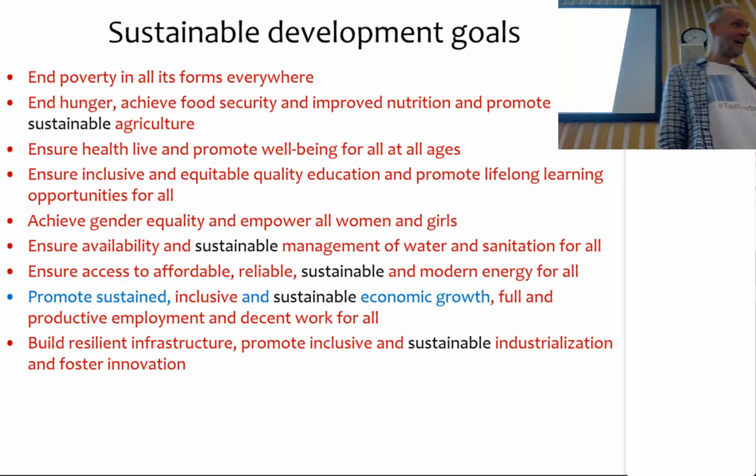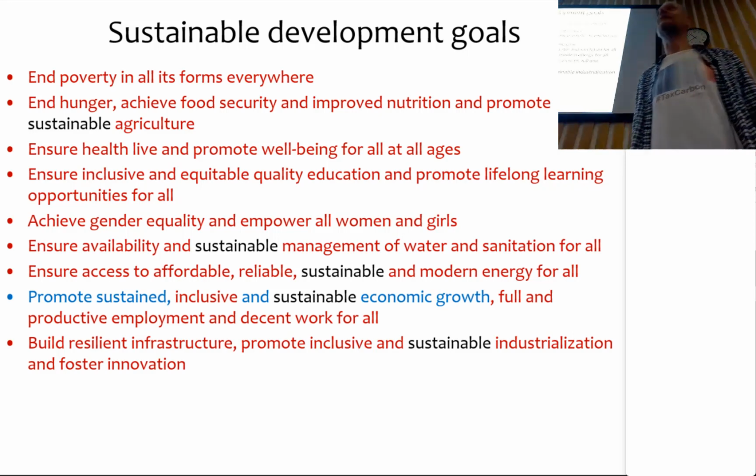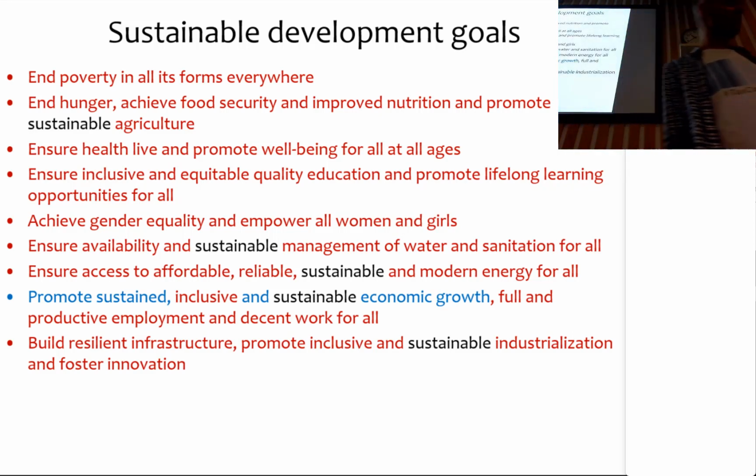And here we're looking at the Sustainable Development Goals as they stand now. End poverty in all its forms everywhere. End hunger. Ensure healthy life and promote well-being for all at all ages. Ensure inclusive and equitable quality education. Achieve gender equality. Ensure availability and sustainable management of water and sanitation for all. Ensure access to affordable, reliable, sustainable and modern energy for all. And so on and so forth.